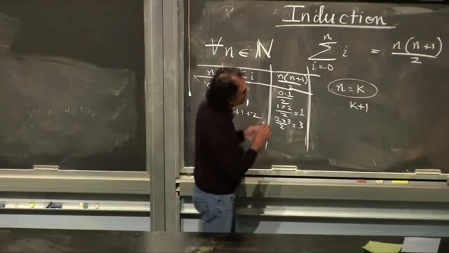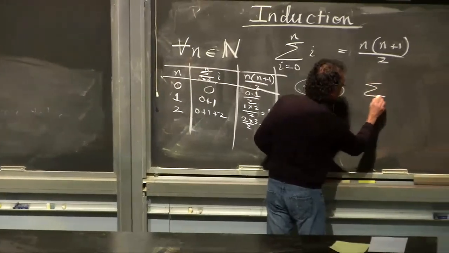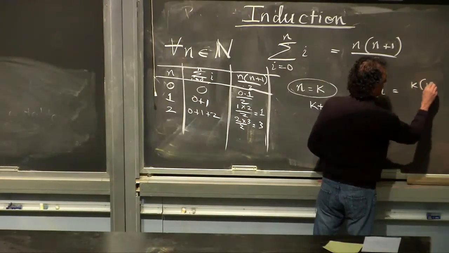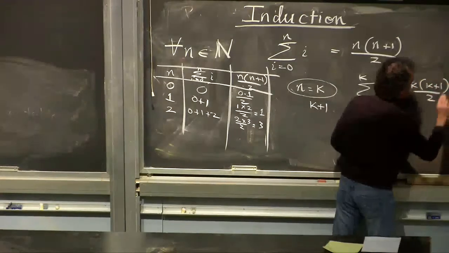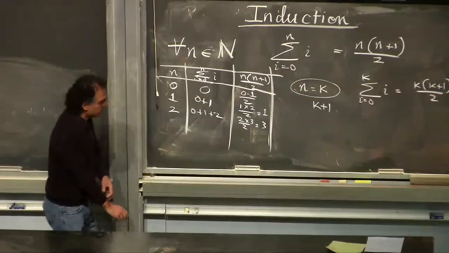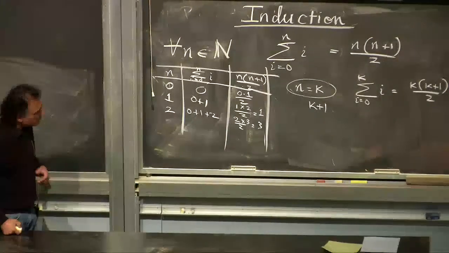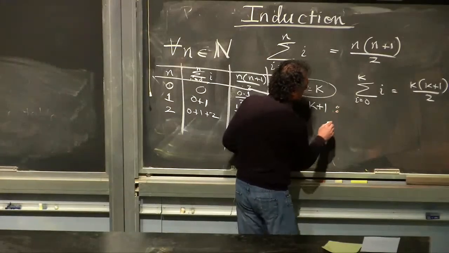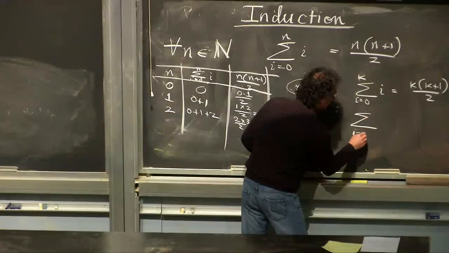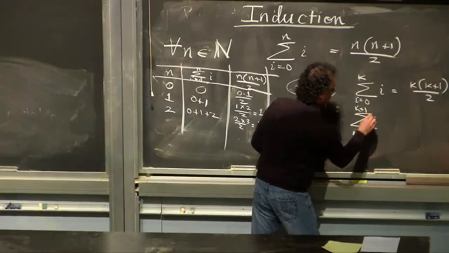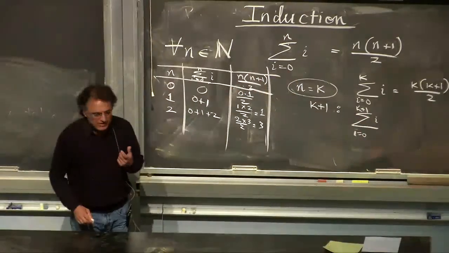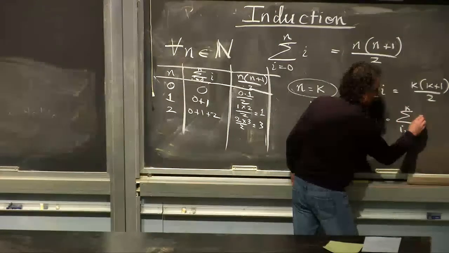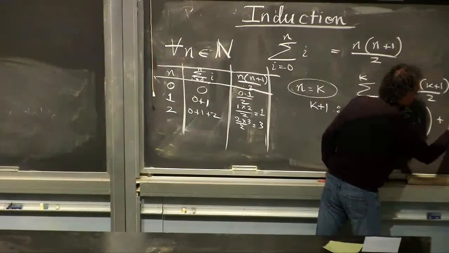So let's say we worked it out for k. So we verified that the summation of i, from i equal to 0 to k, is k times k plus 1 over 2. This we verified. Okay? So now, let's see what's the extra calculation we have to do for k plus 1. For k plus 1, we need to evaluate the summation of i from i equal to 0 to k plus 1. Okay? But what is this? Well, this is the summation of i from i equal to 0 to k, plus k plus 1.